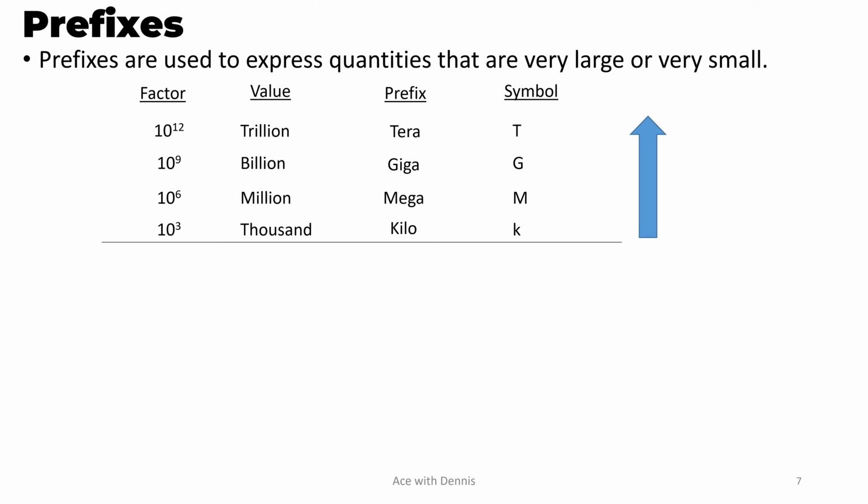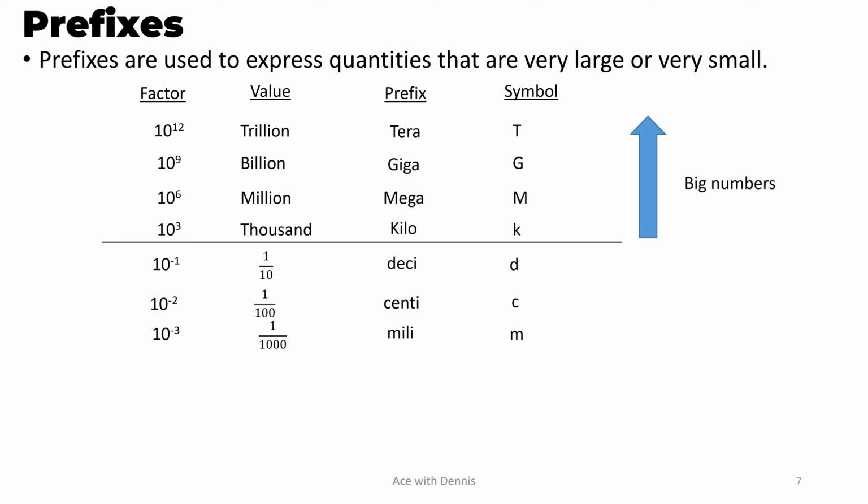Okay, so when we go up, the values are getting bigger and bigger. Now we move down. The first one is 10 power -1, which is 1 over 10. Prefix is deci, the symbol is small letter d. Then 10 power -2, its value is 1 over 100, and the prefix is centi, symbol is small letter c. And 10 power -3 is 1 over 1000.